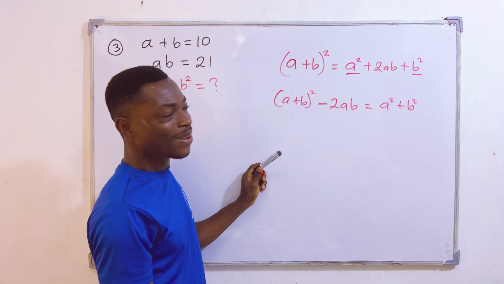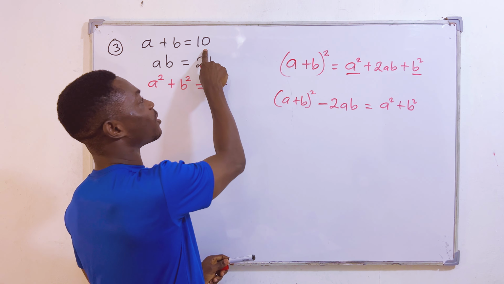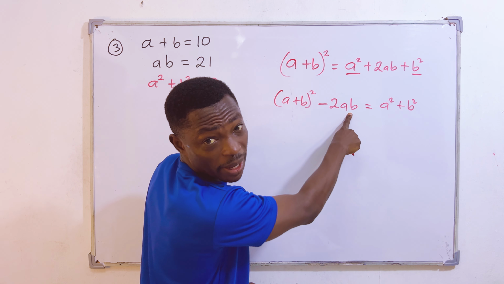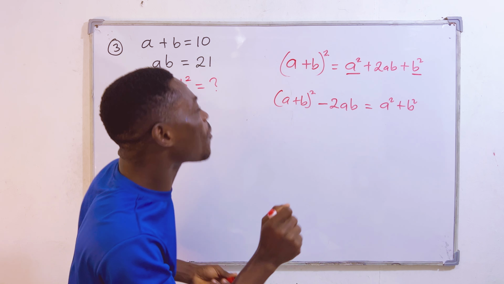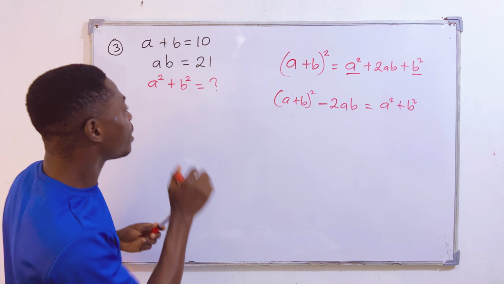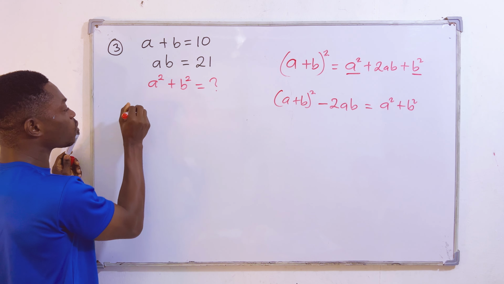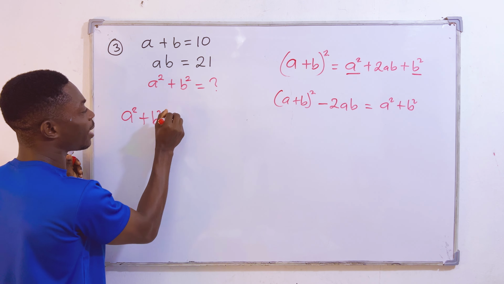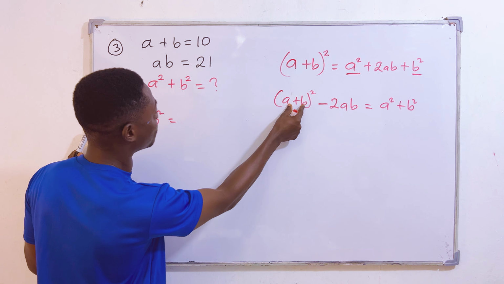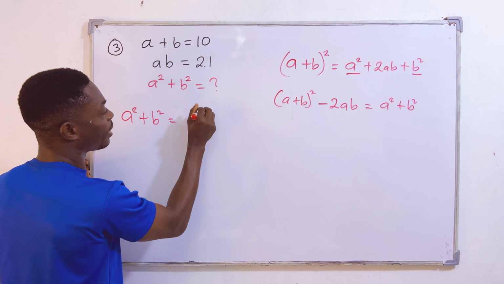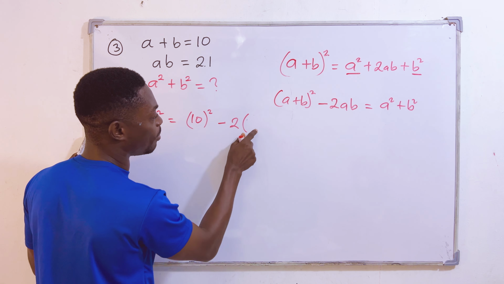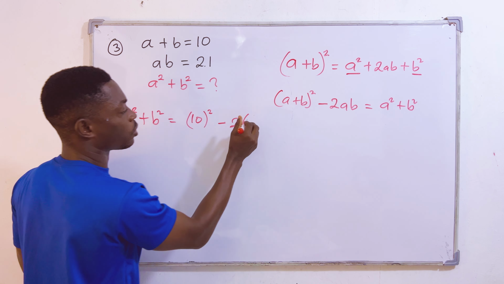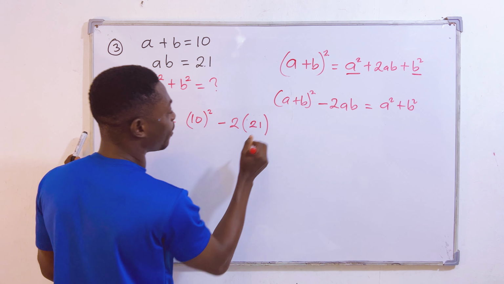Look at that. We know what a plus b is. It is right here. And we know what ab is. It is also right here. We can do the substitution, right? So you've gotten the idea, right? So over here, we're going to be getting a squared plus b squared is equal to a plus b, which is giving us 10. So we're going to be getting 10 squared, then minus 2 multiplying ab, where ab is 21. So we're going to be getting 21 right here.